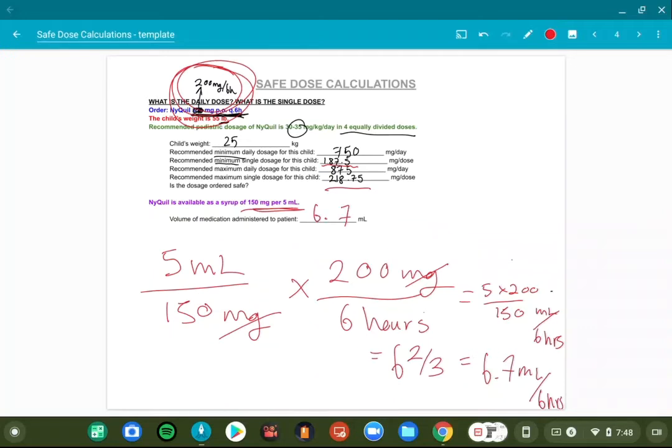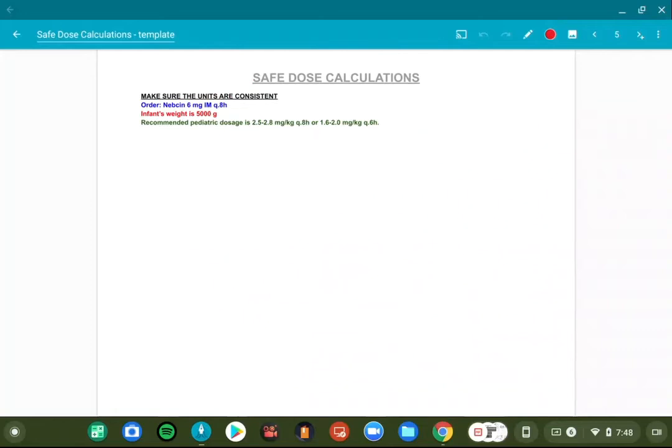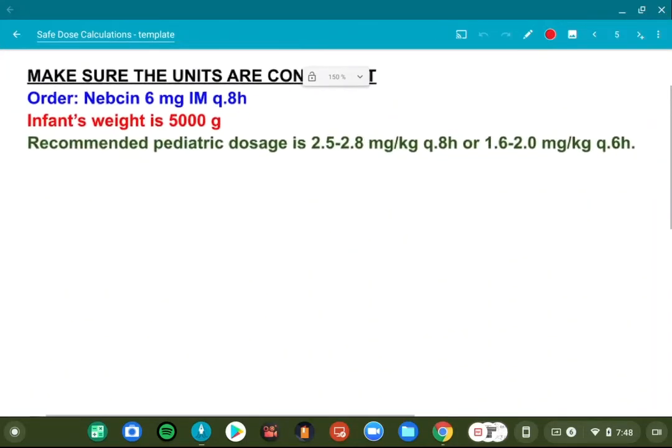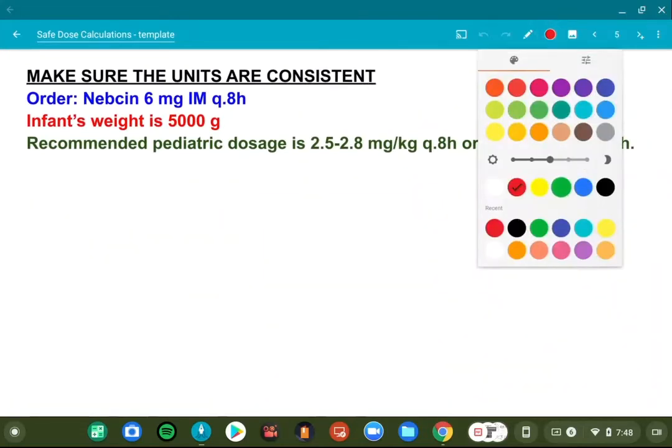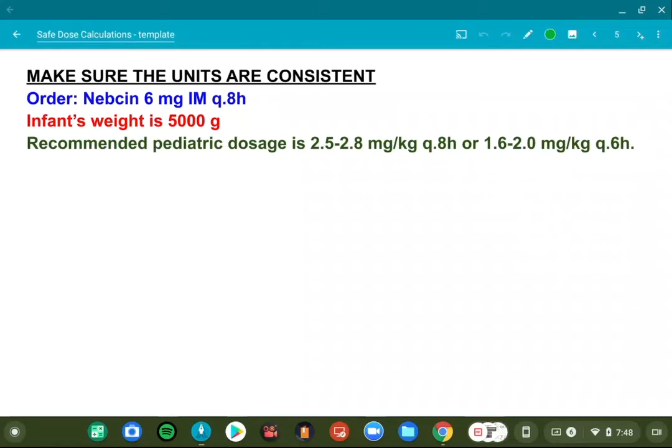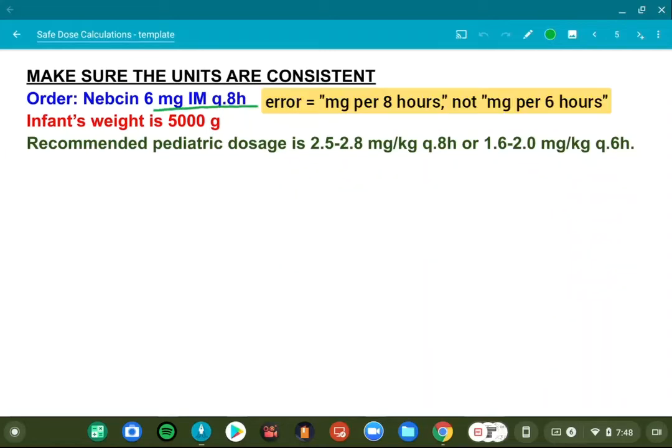Okay, so there's only one more thing. Promise this is almost done. I'm not going to run through this entire thing again. I just want to make a note of something to look out for in one of your problems. So, in this particular problem, let's have a fun color. The order comes in milligrams per 6 hours.